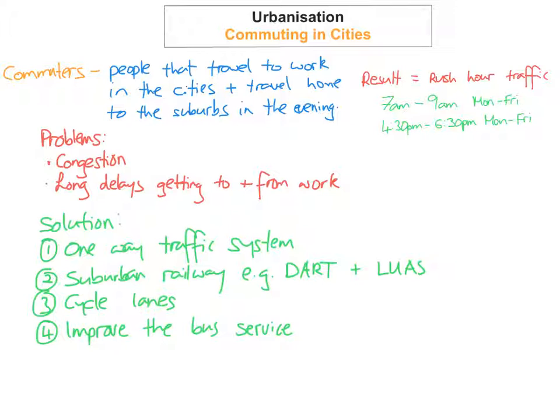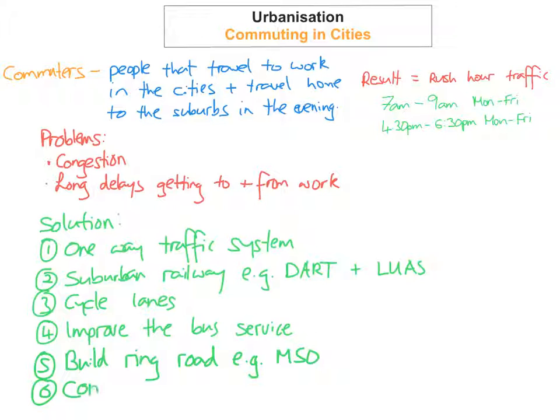The fifth solution is to build ring roads. An example of a ring road that was built in Ireland was the M50 around Dublin, and this stops cars going through the same point if they can just go around the ring road and then get off at the point that they need to go to. This can reduce the traffic. Another way to reduce traffic is to have a congestion charge.